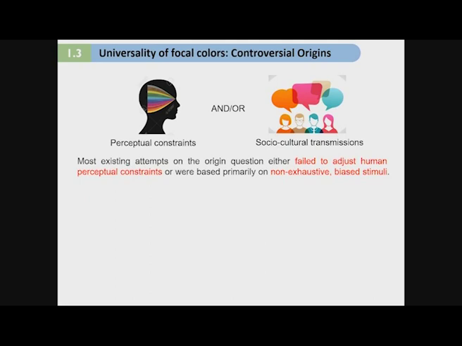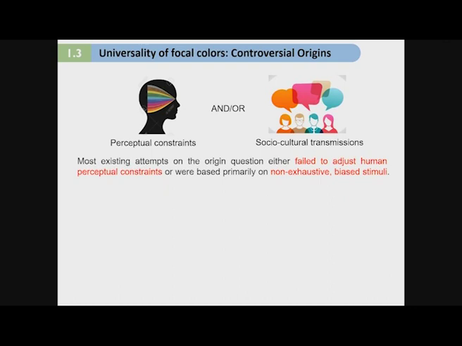After they proposed this theory, there were theoretical discussions about what factors induce this universality. Some scholars, including Kay, propose that it's the perceptual constraints of human eyes towards colors that induce this universality. But other scholars argue that socio-cultural transmissions may help to shape different boundaries of the color categories across languages.